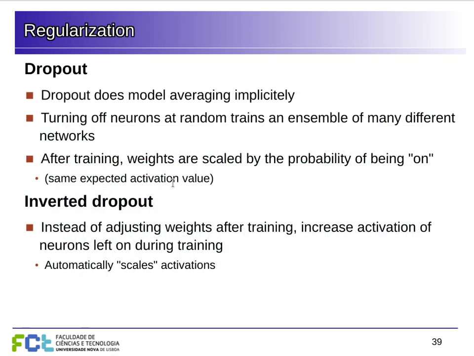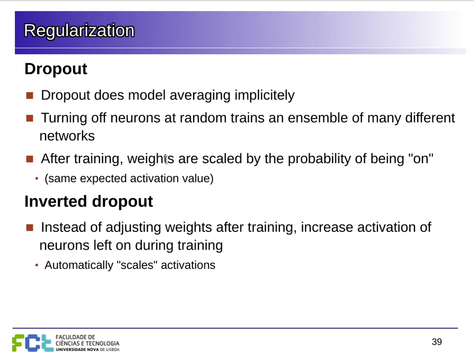but you can turn off at random neurons in the hidden layers. And then when you use your network for classification, all the weights are rescaled by the probability of being on. So if each neuron was turned on 60% of the time, then after training, all its weights are reduced to 60% of their value to take into account that on average that neuron was turned off 40% of the time.